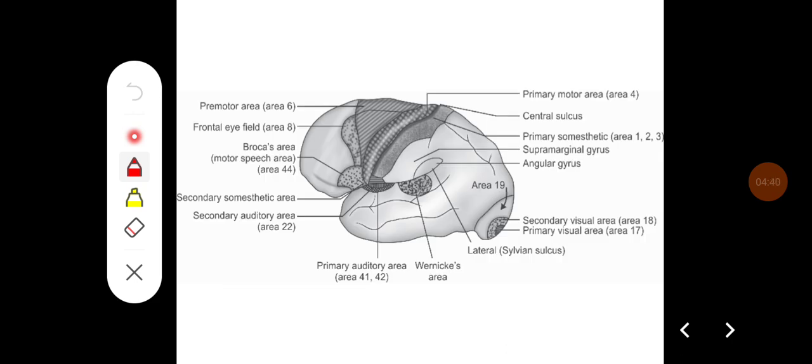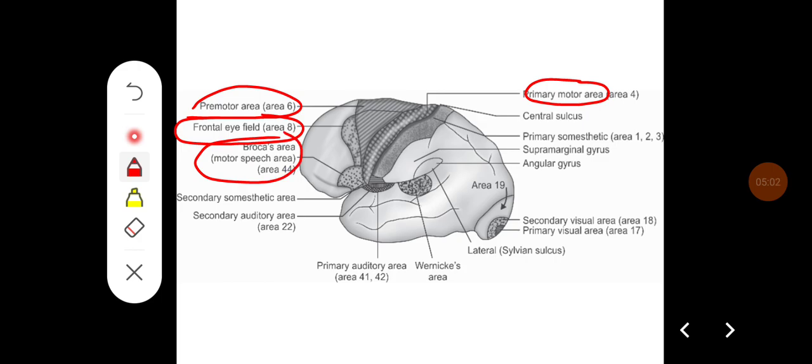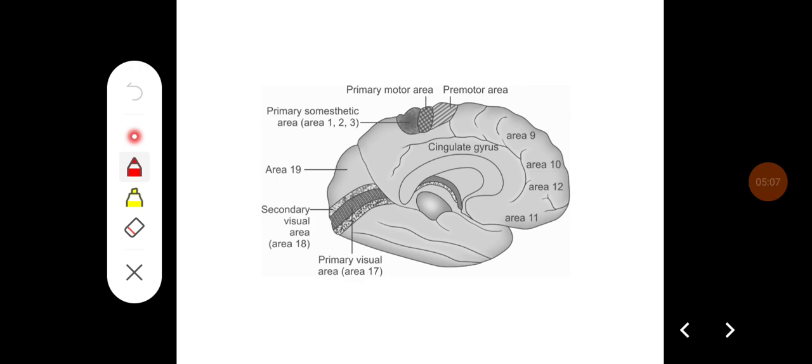So this diagram shows the primary motor area, which is just in front of the central sulcus, then premotor area 6 just in front of the primary motor area, then the frontal eye field, that is area number 8, just in front of the premotor area. It also shows Broca's area, that is area number 44, which is the motor speech area. And this is the medial surface of the frontal lobe, where it shows areas number 9, 10, 11 and 12.